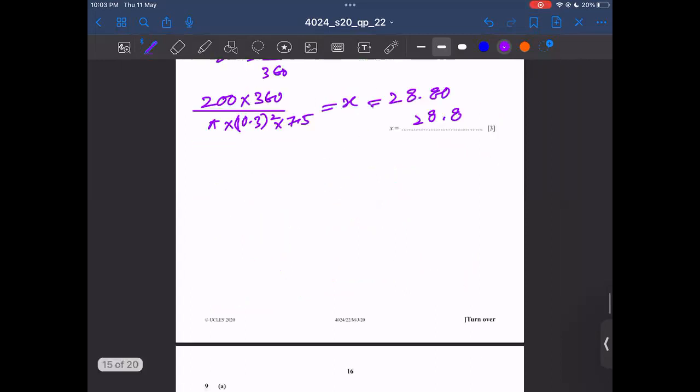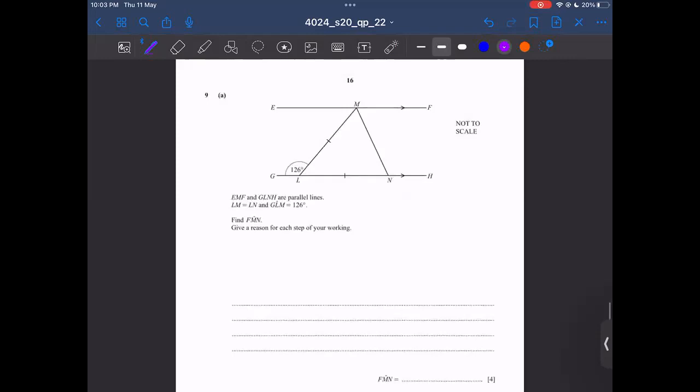Now we have question number 9. It says EMF and GLNH are parallel lines. LM is equal to LN and GLM is 126. Find FMN. Give your answer for each step of your working. They are asking for FMN. What is FMN? This is FMN. They are asking for this angle.